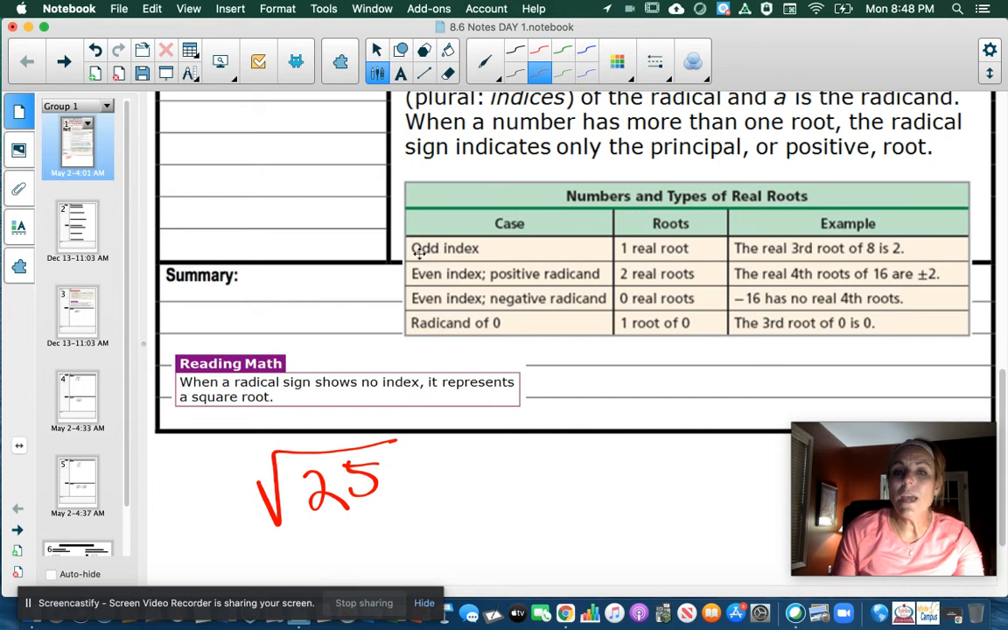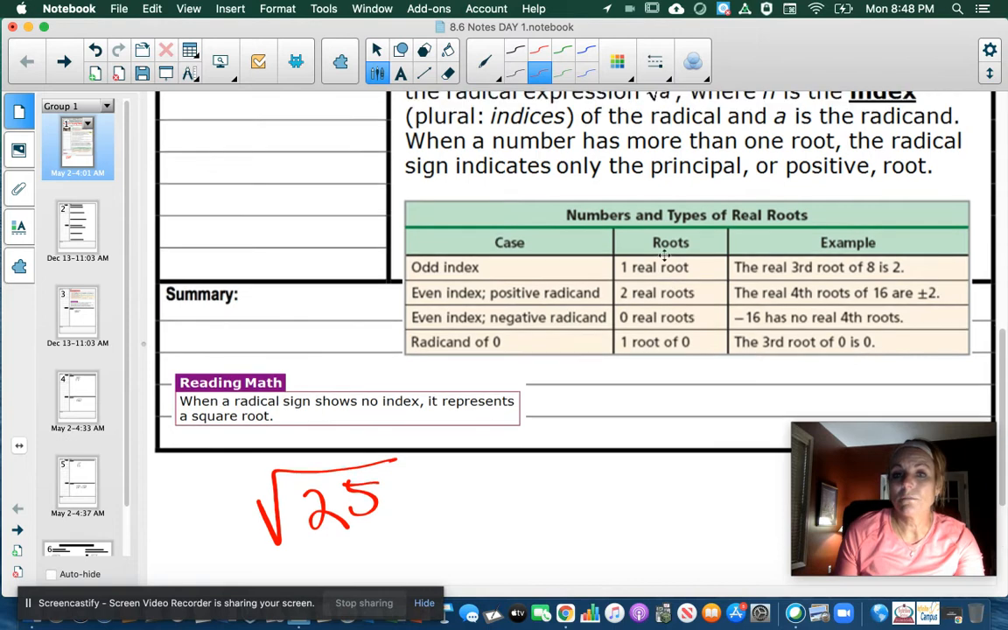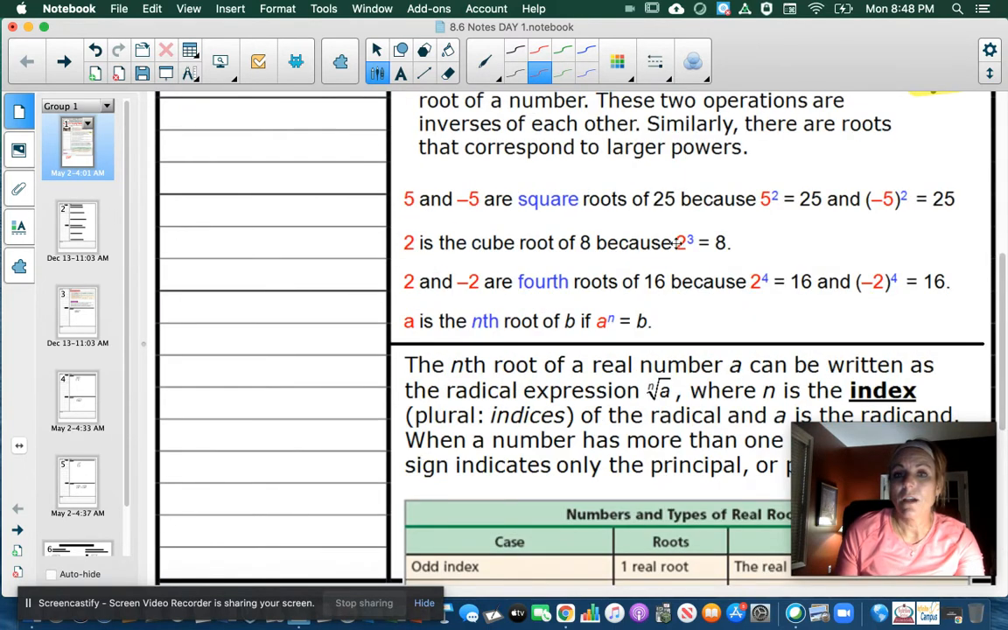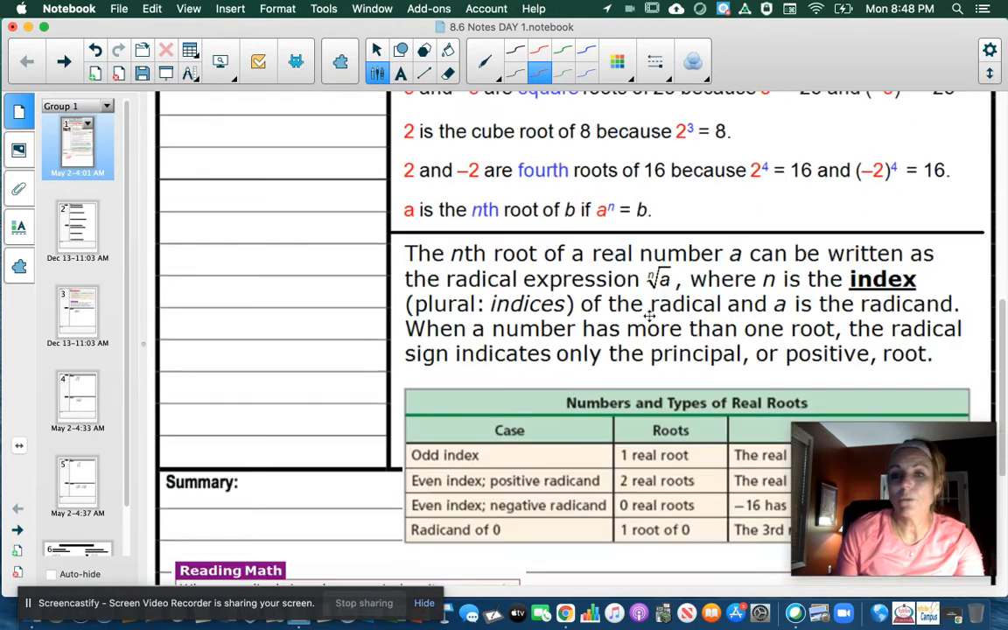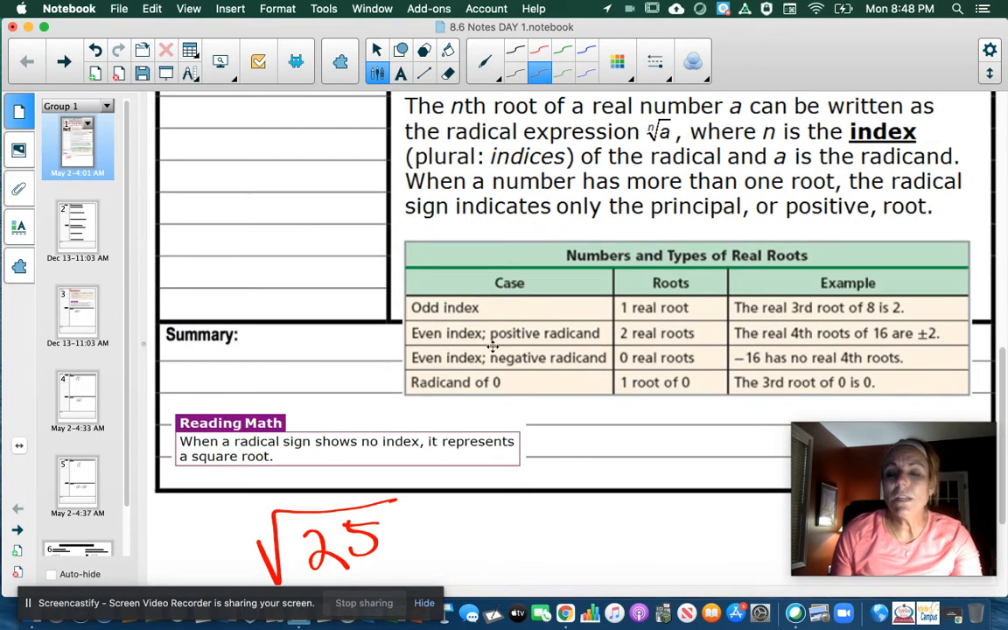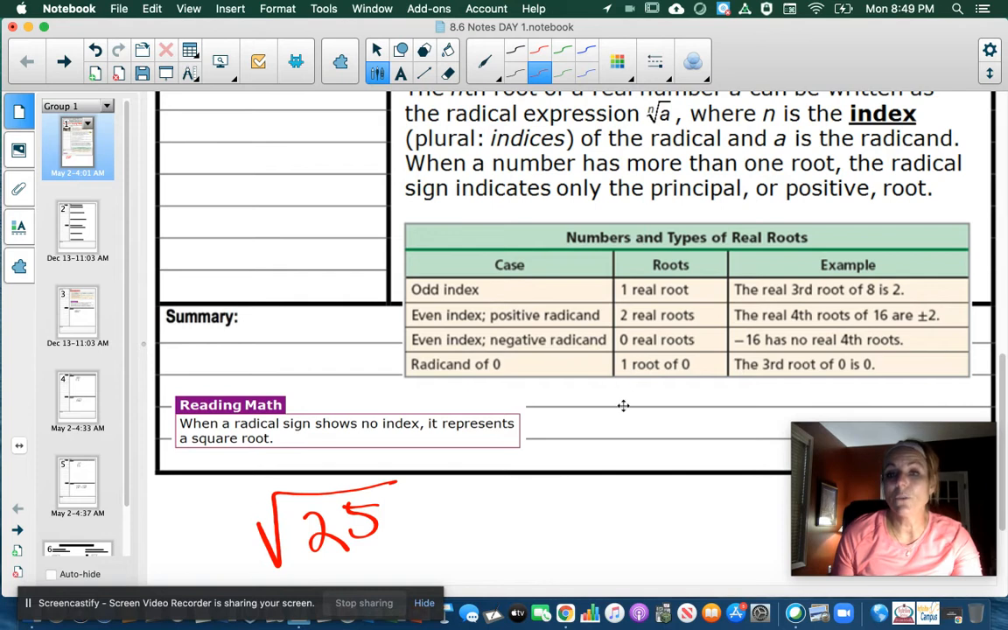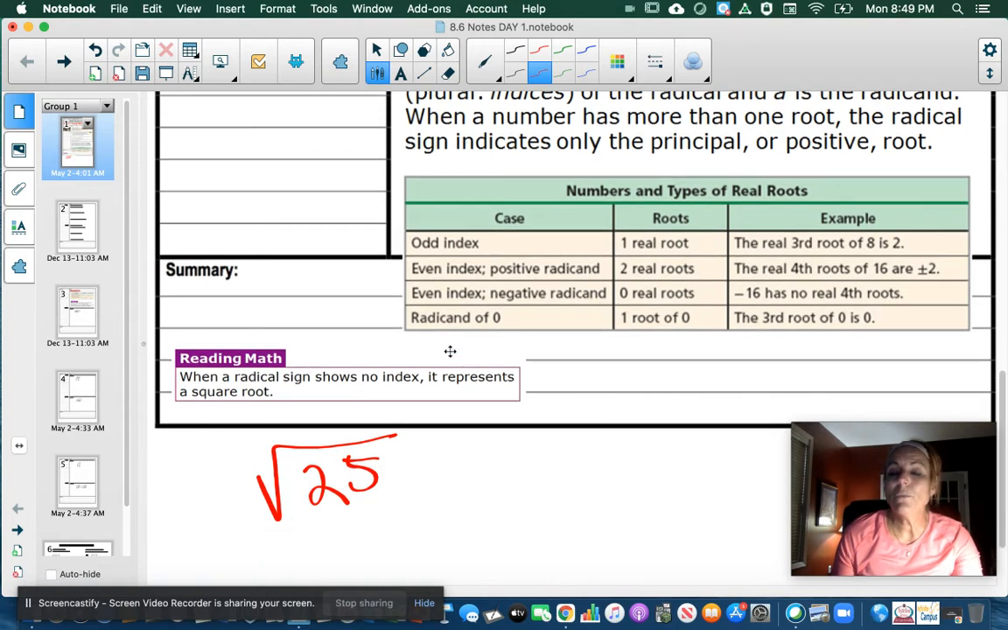So if we have an odd index, that means we have one real root right here. Odd index, the 3, one real root. Even index and a positive radicand, 2 real roots. Even index and a negative radicand, 0 real roots. And when we have a radicand of 0, 1 root of 0.